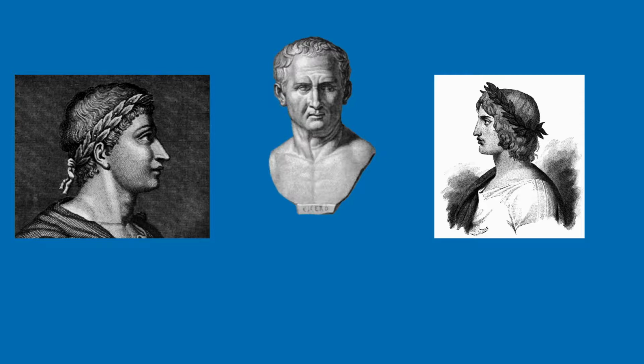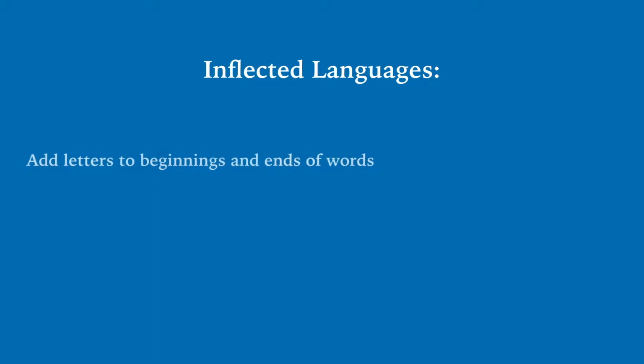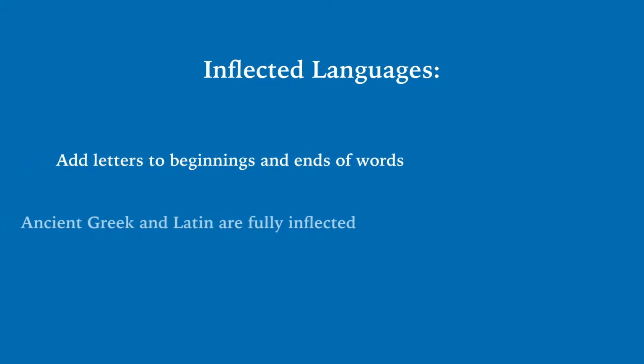Cases, as we call them, are part of a system of inflection. An inflected language is a language that adds or changes letters to the beginnings and ends of words to modify its meaning. Ancient languages, such as Greek, Latin, and Sanskrit, are fully inflected, so that every word is modified in some way, but even modern European languages keep some inflection.